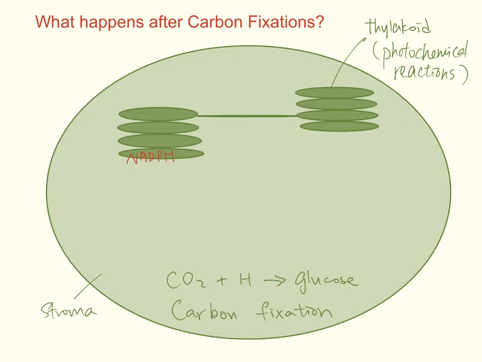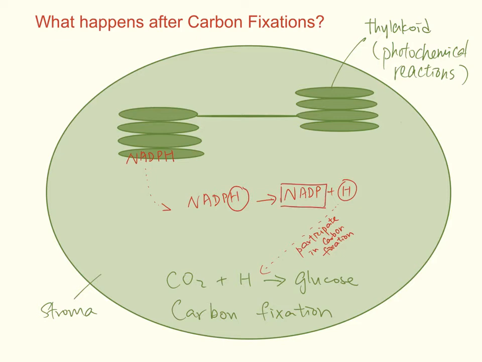Now first of all, let's think about NADPH. The NADPH that was made in the thylakoid membrane during photochemical reactions will come out to the stroma. After they come out to the stroma, they will give up their H. The H will participate in carbon fixation.